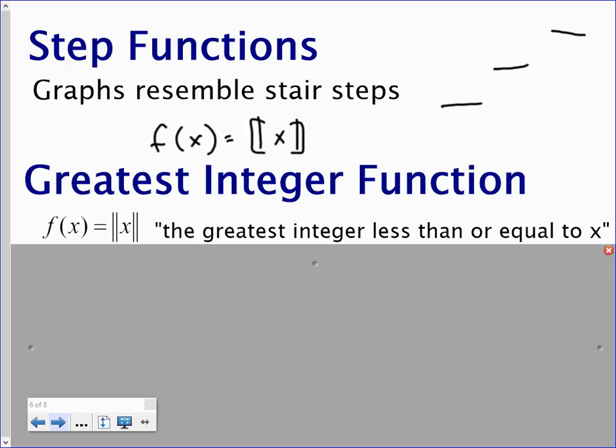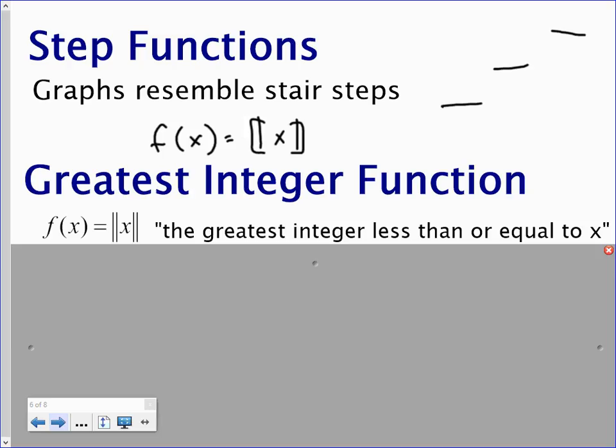The greatest integer function just says, for whatever's in those grouping symbols, you want to figure out what is the greatest integer that's less than or equal to that value. What type of numbers are integers? Give me an example of an integer. 2, 3, 4, 5, 1, 0, negative 1, negative 2, negative 3, right?